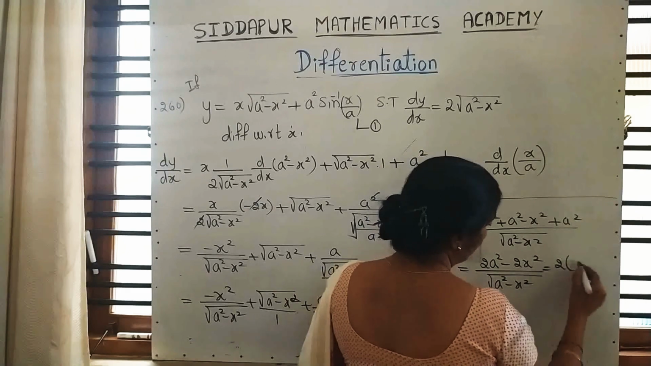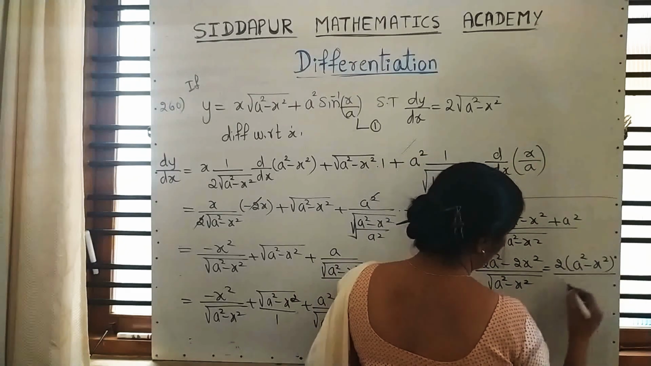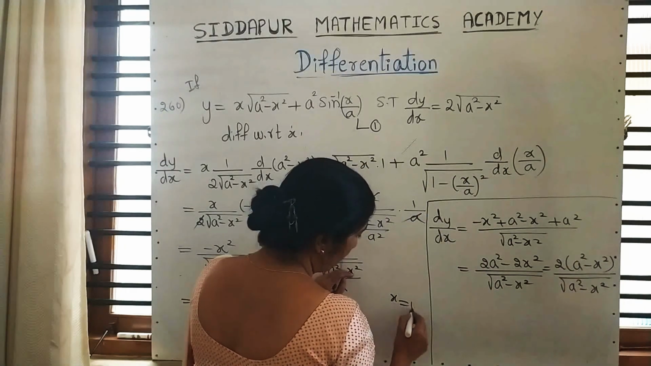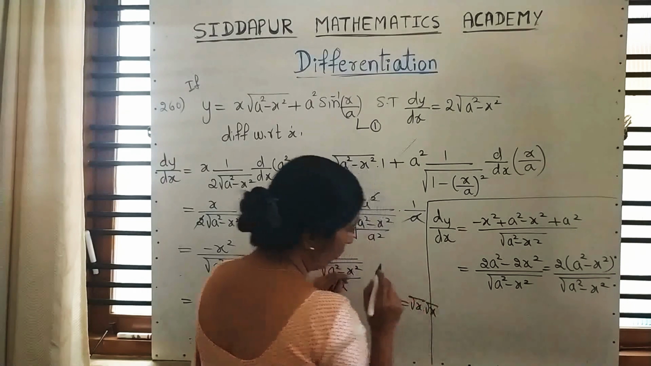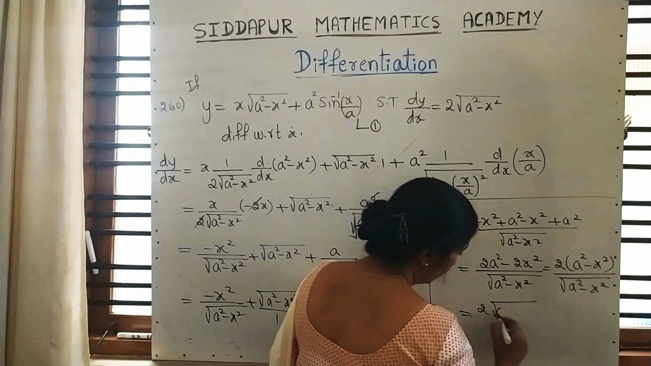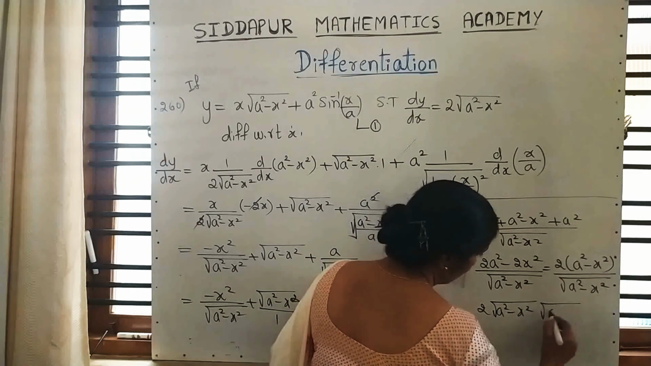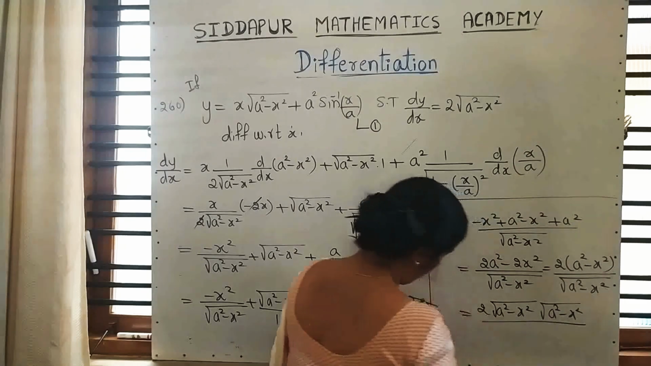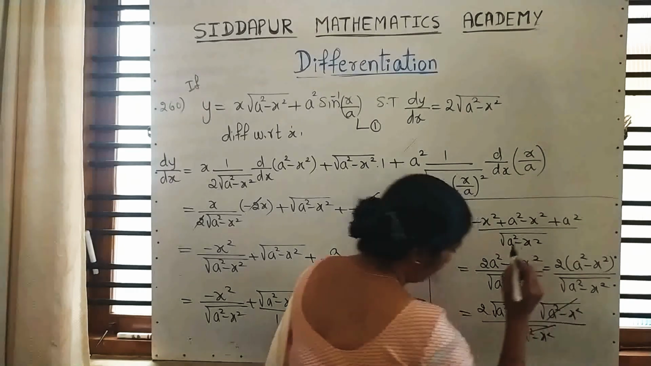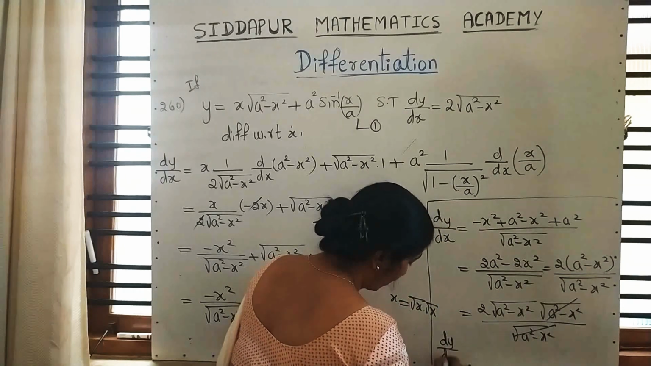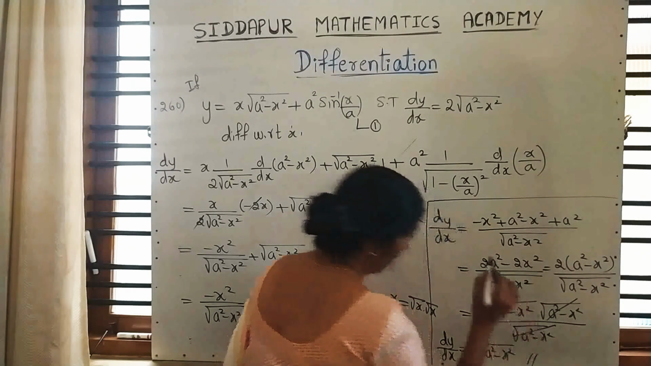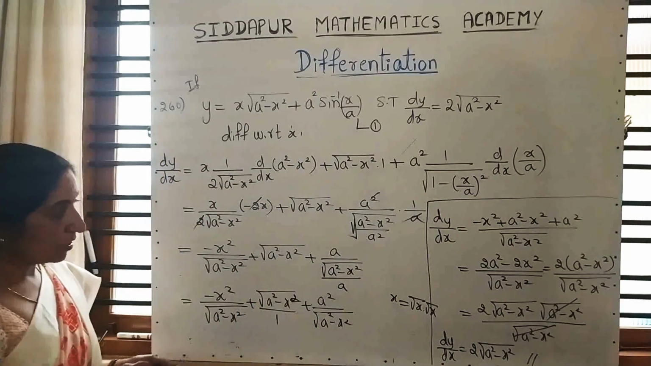2 common. And already you are familiar, if it is only x, it will be written as root x into root x. With the help of this basic concept, I am writing this term like this because of this principle. Understood? This term and this term get cancelled. So what is remaining? dy upon dx is equal to 2 into root of a square minus x square. Understood? So this is very simple.